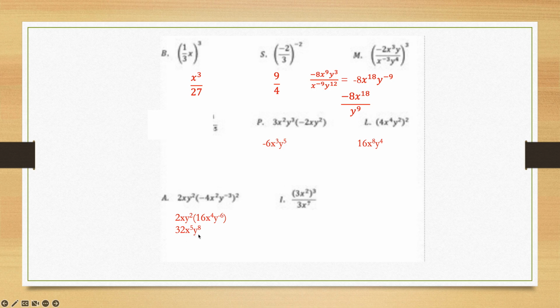And I don't believe that should say 8. I must have misread that. It should be y to the negative 4. So that should say 32x to the 5th, y to the negative 4. Just to be clear, 32x to the 5th, again, y to the negative 4, right? Because 2 plus negative 6 is negative 4. For some reason, I must not have seen that negative there and thought it was just a regular 6.